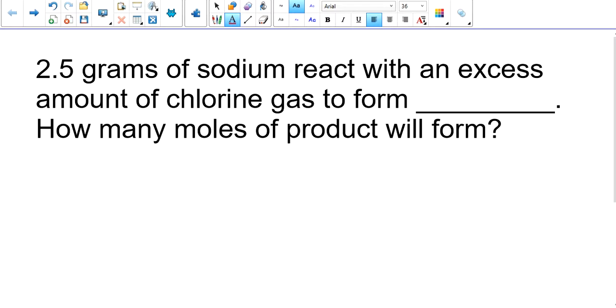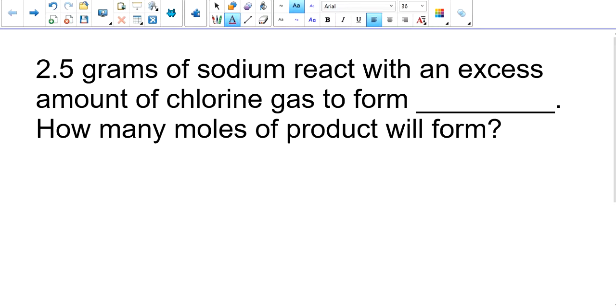I just wanted to give you an update on another type of stoichiometry problem. This time I'm dealing with a little bit different problem. So here's the example that I'm given. It says 2.5 grams of sodium react with an excess amount of chlorine gas to form, and I have a blank. How many moles of product will form?